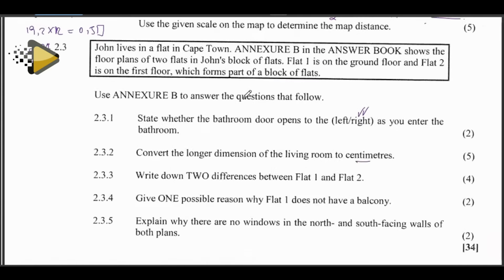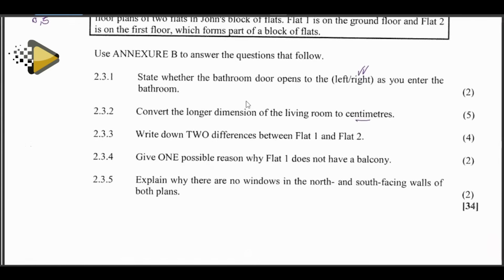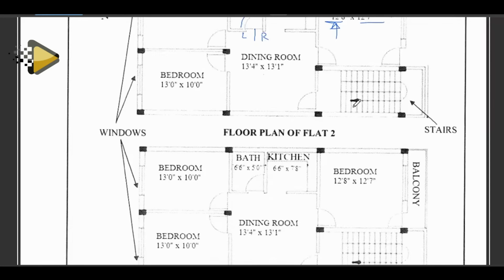Then we go on, we've changed that. They're asking you to write down two differences between flat 1 and flat 2. When you look at it, flat 2 has a balcony. That's what we see. Come here, let's see. Flat 2 has a balcony.